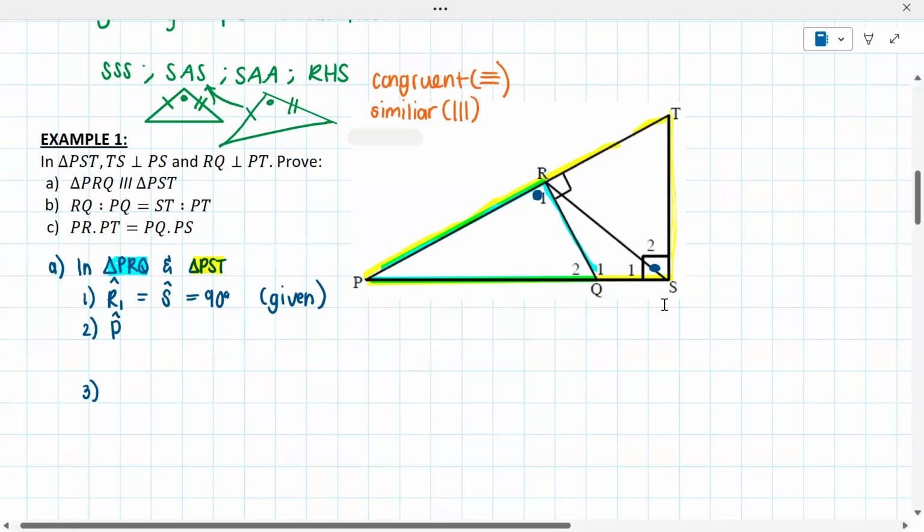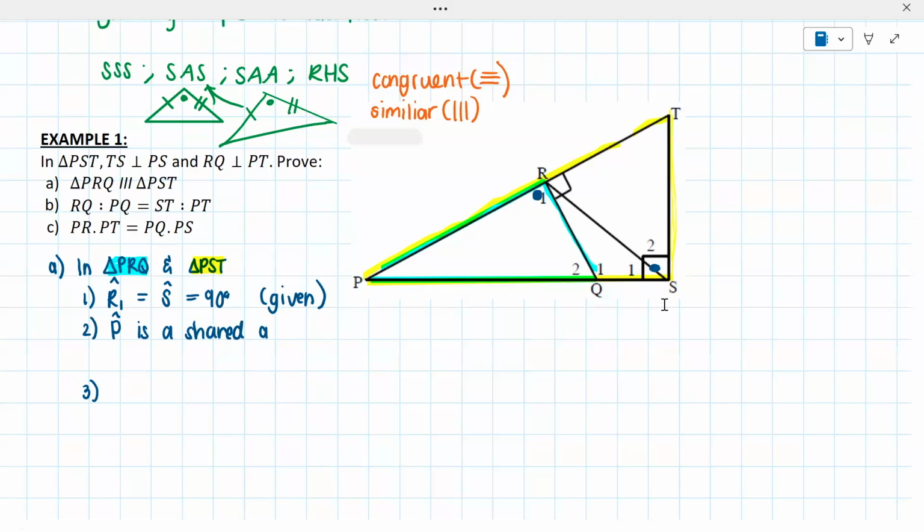Again, there's a couple different ways you can write that. I just say P is a shared angle, or you can say a common angle. Another way some people like to write it is angle P equals angle P and then reason shared angle. That's completely up to you. I say P is a shared angle. That's how I do it. Okay, so this is the same.